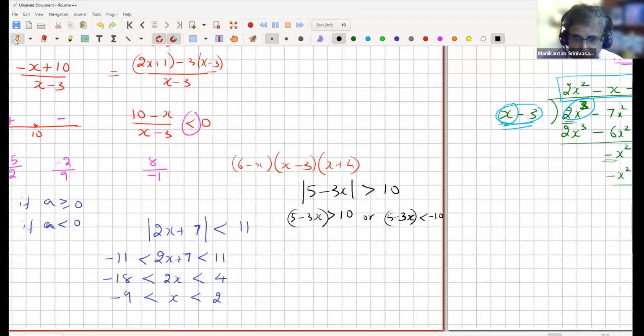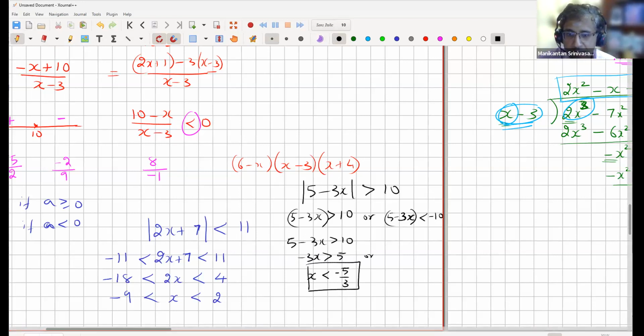So let's redo this in a different way. We'll do 5 minus 3x is greater than 10, right? So minus 3x is greater than 10 minus 5, which is 5. Now we'll divide both sides by minus 3. Therefore, we have to change the sign. Therefore, we'll say x is less than minus 5 by 3, right? So this is one part.